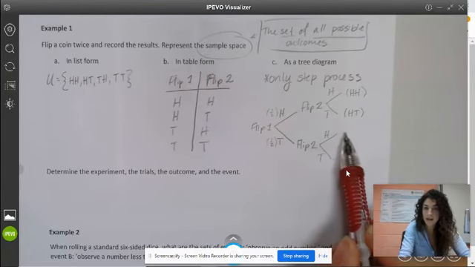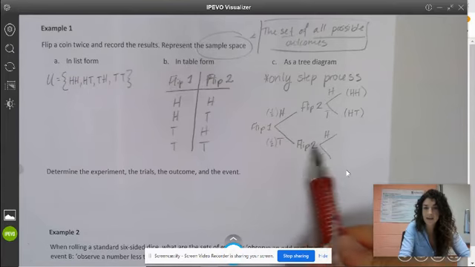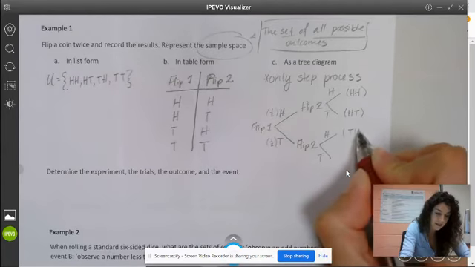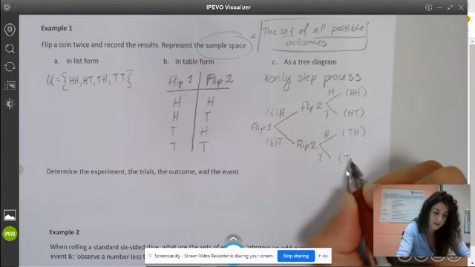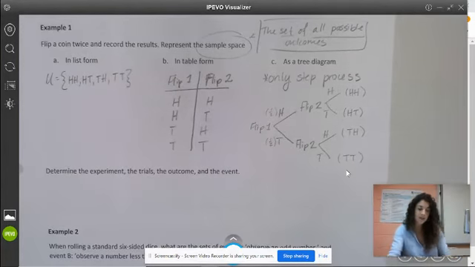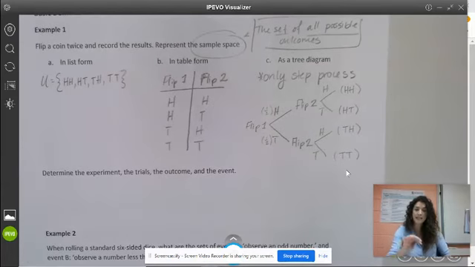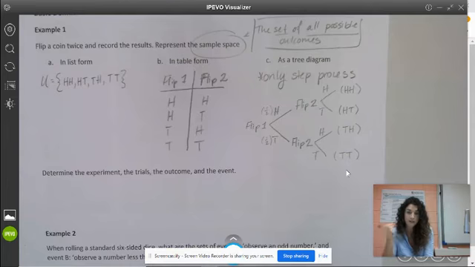If we did this part of the tree diagram, ending up over here, it means that we did tails and then heads, and then tails and then tails. So that's a way to represent in a tree diagram what the sample space could be, all the different options that are available to us.